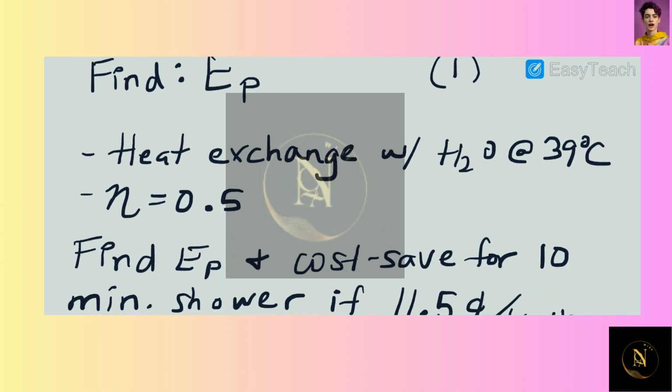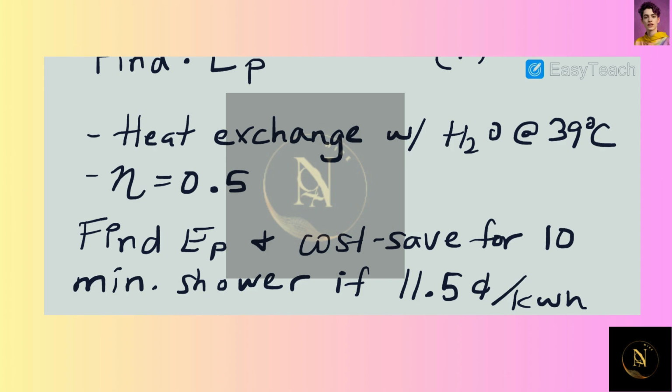Then, what we're also asked to do is find electrical power and cost saving for a 10-minute shower if we're actually exchanging heat with some of the water that's drained coming out at 39 degrees Celsius, and that heat exchanger has an efficiency of 0.5.